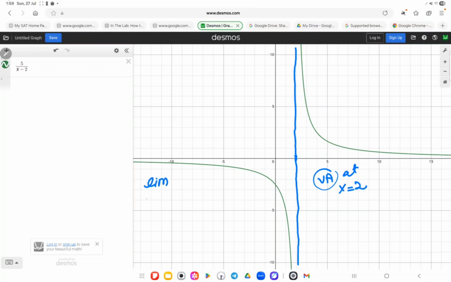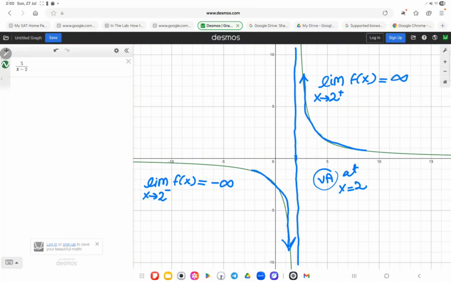So the limit as x approaches 2 from the left is equal to negative infinity, since the green line is going vertically down and getting larger. And the limit as x approaches 2 from the right is getting bigger in the positive region, infinity. A vertical asymptote at x equals 2. We call this an essential discontinuity.